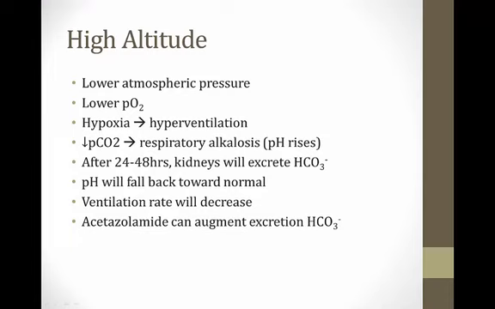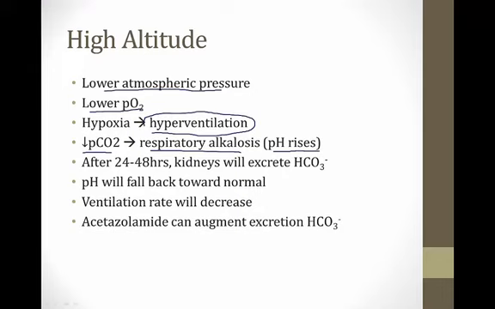So when people ascend to very high altitudes, like when mountain climbers climb Mount Everest, for example, the atmospheric pressure is very low, and this means that there will be low PO2. So the body senses that hypoxia and triggers hyperventilation. This will lower the PCO2 level and cause a respiratory alkalosis. The pH will rise. So early on, when you ascend to high altitude, you can have a respiratory alkalosis.